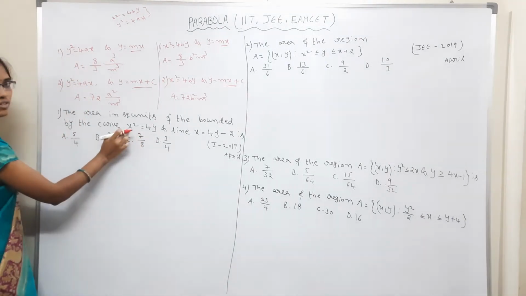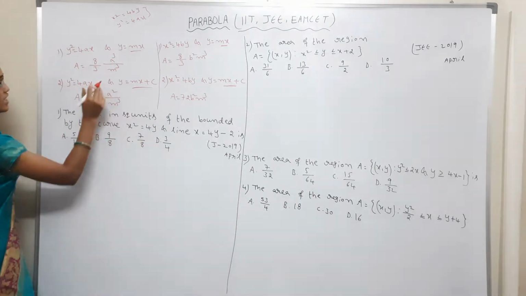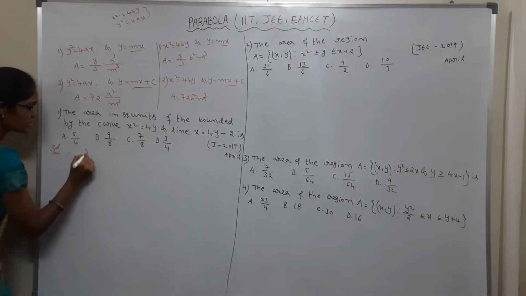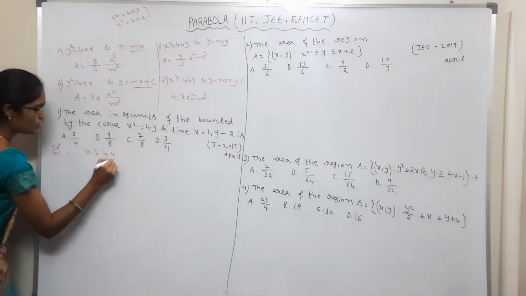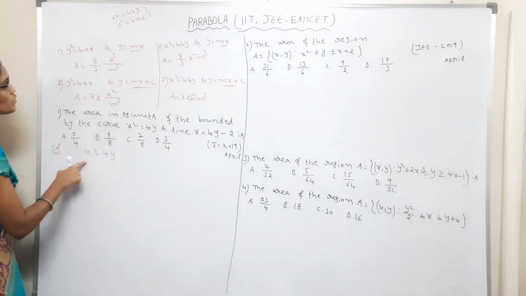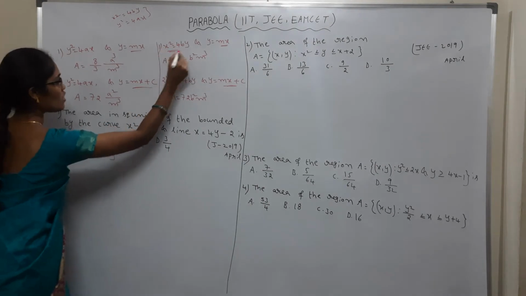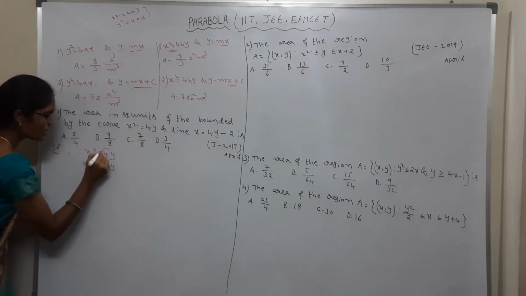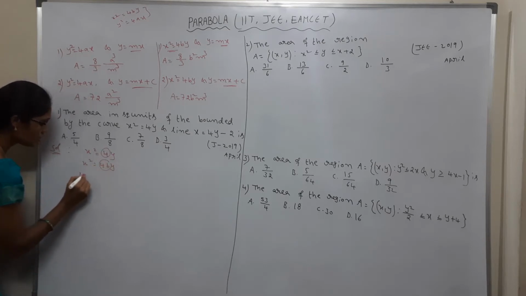What is the given curve? x square is equal to 4y. Which form is this? It is in the form x square is equal to 4by. Comparing with x square is equal to 4by, 4b is equal to 4, so b is equal to 1.